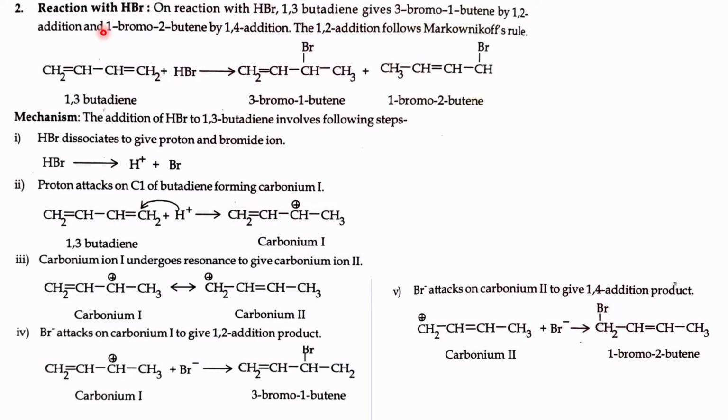So let us see the reaction with HBr. When 1,3-butadiene reacts with HBr, it gives 3-bromo-1-butene. So this bromine gets attached to this third carbon, and this double bond remains as it is. Then in the second step, this hydrogen gets attached over here, and we get this type of product.